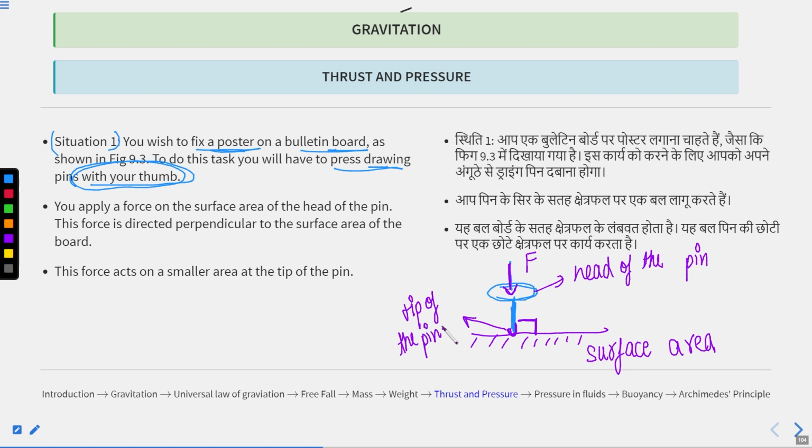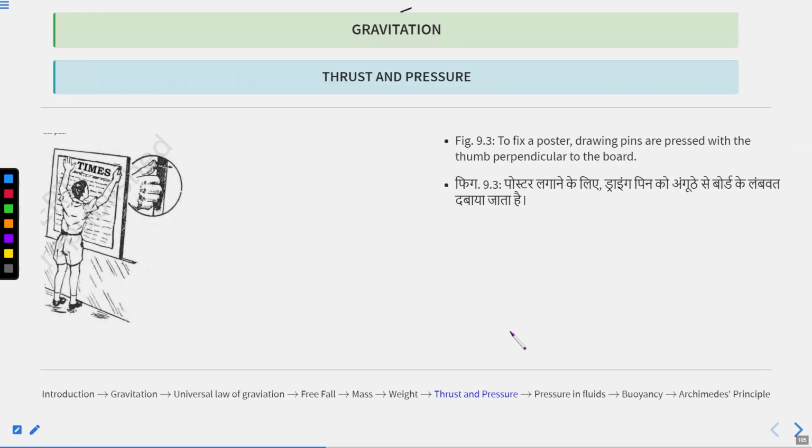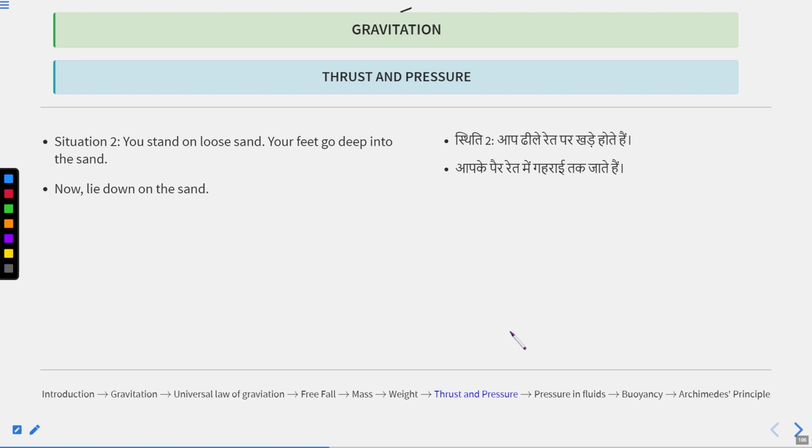So that boy is applying force from his thumb, perpendicular to the surface area, on the head of the pin, and the head of the pin is very much wider compared to the tip of the pin. So that force is actually going to the tip of the pin, which has a very small surface area, and the smaller the surface area, the higher will be the effect of the force. Okay, that is situation number 1.